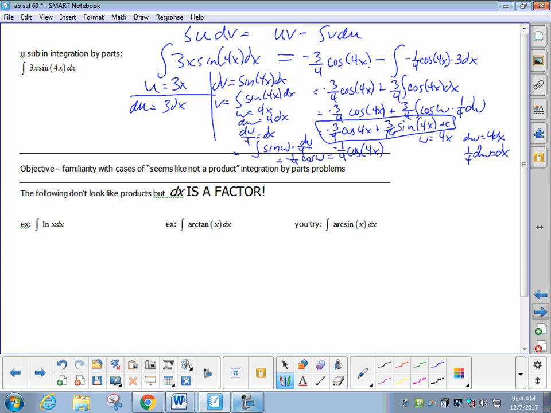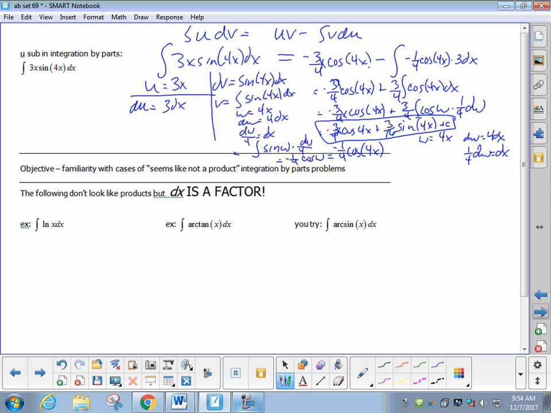Shouldn't it be negative 3/4 x because u equals 3x? I believe you're right. In uv, I should have an x in there. I agree. Yes, you're right, Brian. Sorry. Did y'all get that same thing? You're right.